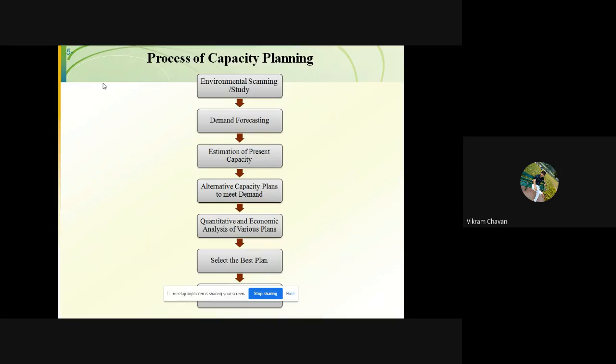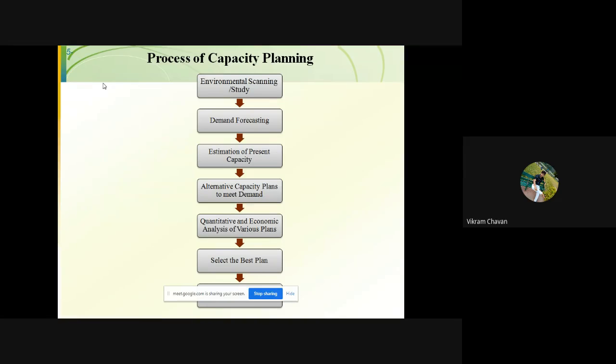Then I think we saw the process of capacity planning. Or before that, we saw capacity planning. The main ultimate goal of capacity planning is to determine the future demand of the product in the market, and on that basis plan for the plant capacity. That is capacity planning. The term totally depends on the market situation, and its ultimate goal is to cope with the fluctuations in the market demand.